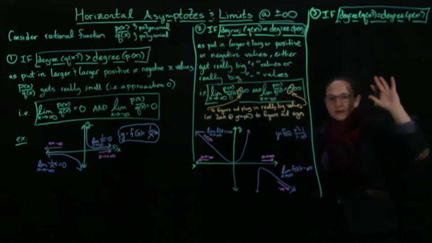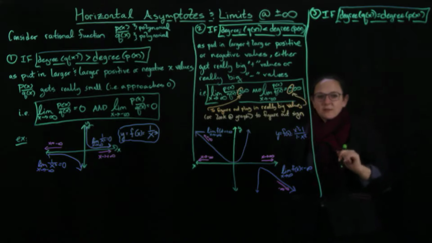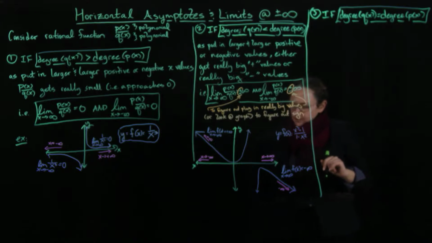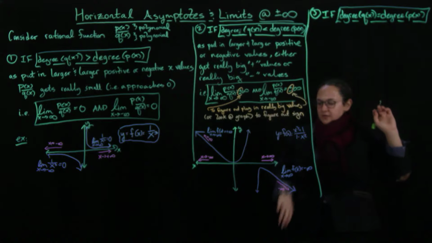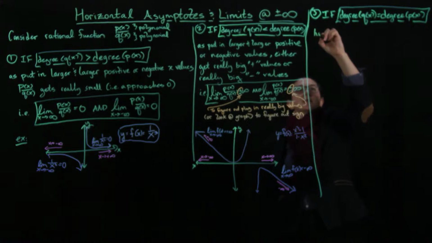Okay. So now we're looking at this situation where the degree of q of x equals the degree of p of x. And then what I'm going to end up having is a horizontal asymptote, which is a ratio of leading coefficients. So I'm going to get a horizontal asymptote.